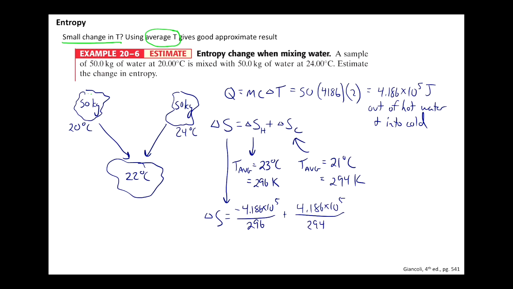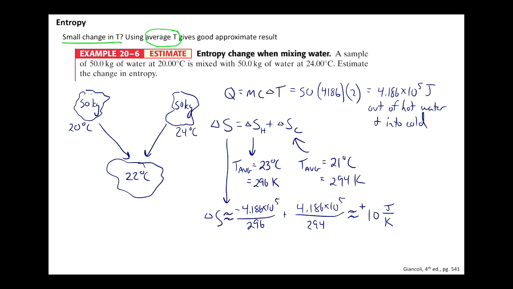And once we punch all that in, you're going to get a small change in entropy. And we should change this to roughly equals because we're using average temperature. So you're going to get about 10 joules per Kelvin, which you'll notice is positive. It's an increase in entropy. There's more disorder at the end than what we started with.